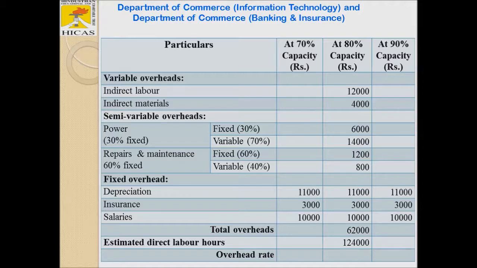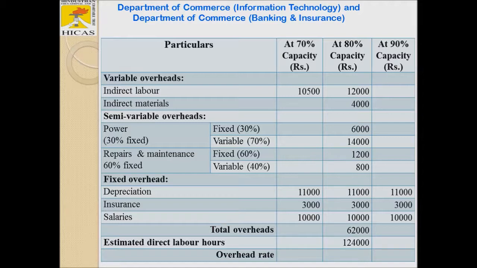Now we'll proceed to the next stage. Obviously it is the easiest part, where we have to fill up the fixed portion for 70% and 90%. Since fixed cost does not vary with the level of activity, it remains the same. So we just write the same amount in the 70% column and the 90% column as that of the 80% column. Now we will move to the calculation of the remaining items.